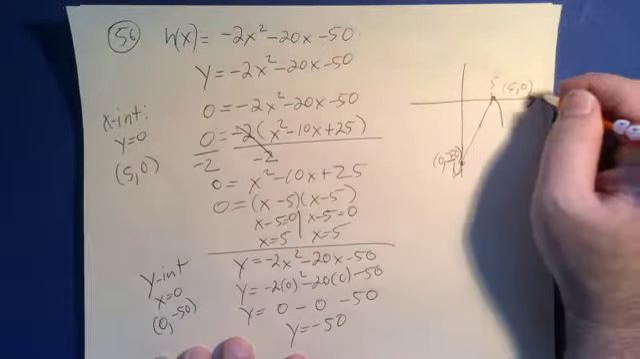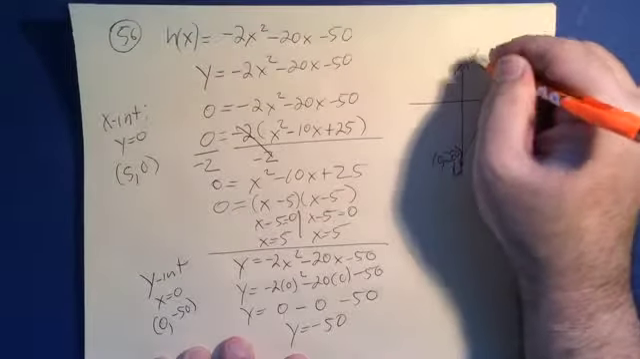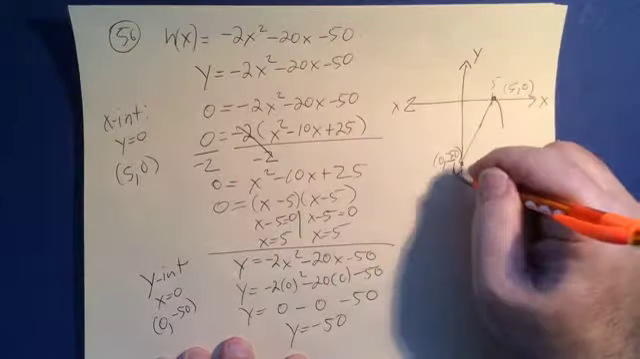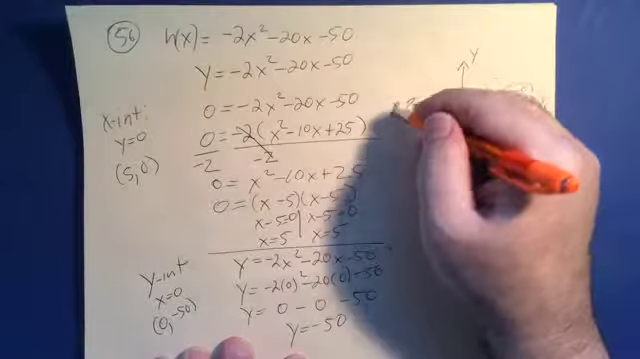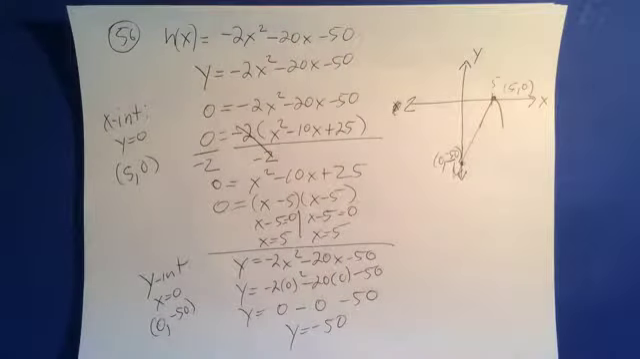Let me just do one more thing. Let me make sure I go ahead and label these just to be consistent in my work here. So I don't have to label this x again. But here we have an x-intercept of (5, 0) and a y-intercept of (0, negative 50).